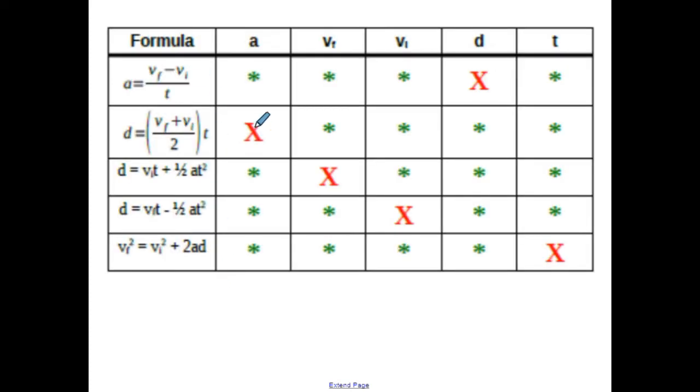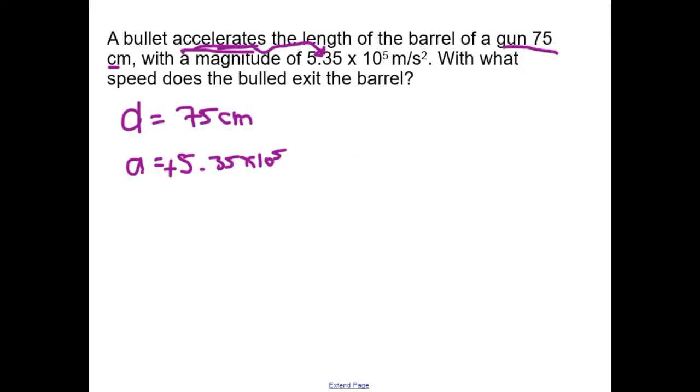One thing that you'll notice about these formulas is that they all have 4 variables. And so regardless of whichever variable you're not working with, you always need to have 4 out of 5. Like this formula here needs A, VF, VI, and T. Right? And this formula needs A, VF, VI, and D.